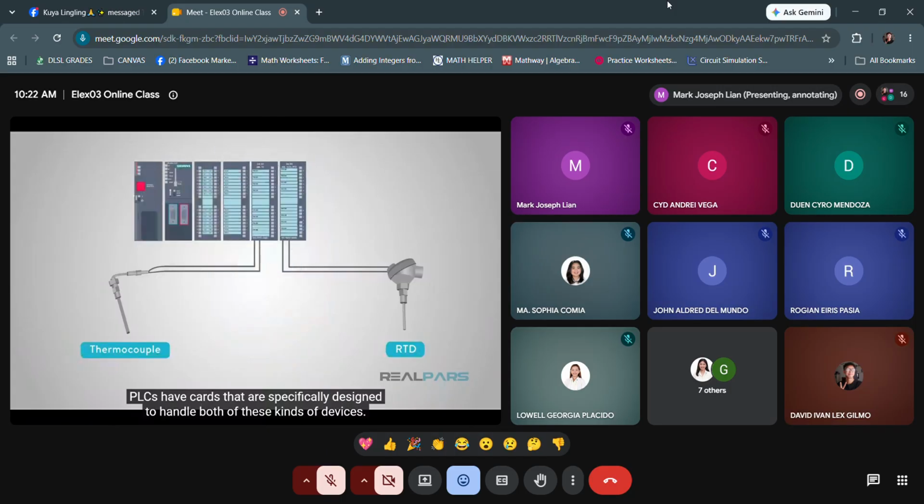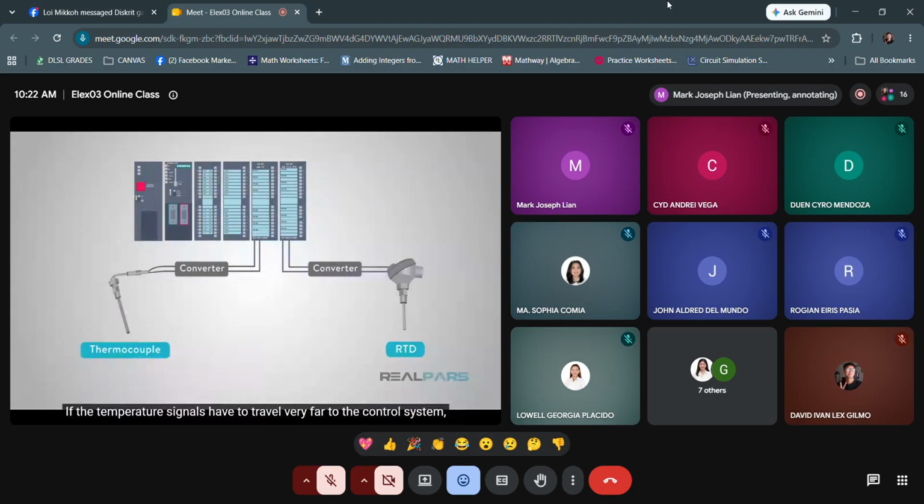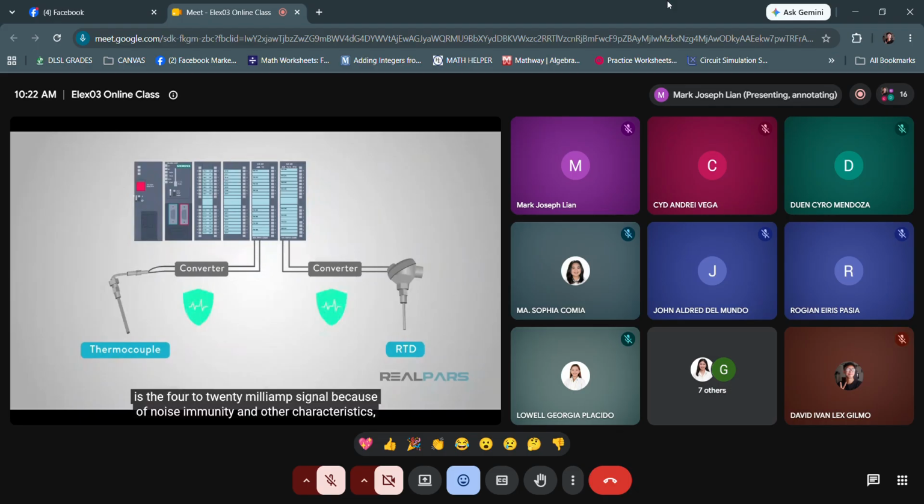The rest of the signal categories are converted locally into a more generally understood form of signal, either voltage or current, before being connected to the control system. If the temperature signals have to travel very far to the control system, we usually convert them like this also. The most commonly used standard today is the 4 to 20 milliamp signal because of noise immunity and other characteristics. And every type of analog sensor I have mentioned can generally be purchased in that type of output.